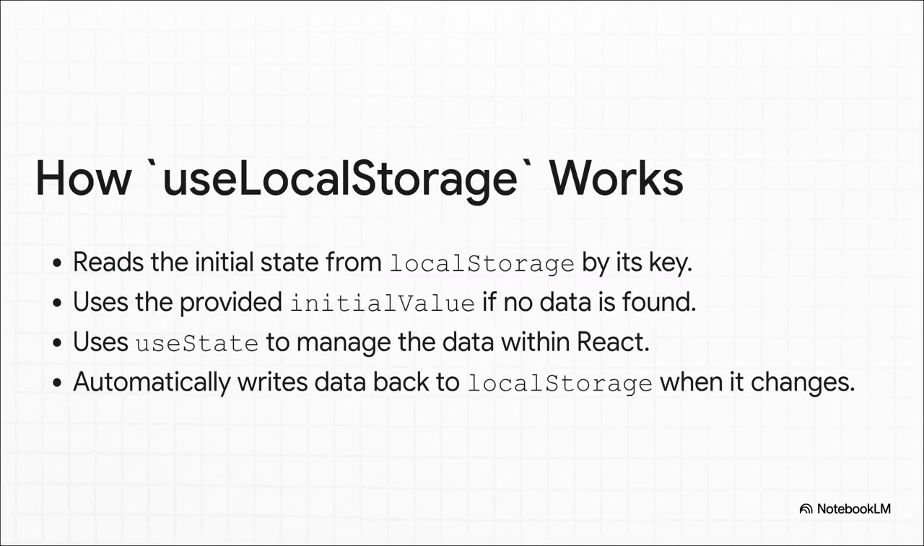Okay, so how does this hook actually work its magic? Well, under the hood, it's pretty clever. First, it peeks into local storage to see if there's any data with the key you gave it. If it comes up empty, no problem. It just uses the default value you provided. Then, it hands that data over to React's own useState hook. But here's the really cool part. It uses a useEffect hook that's always watching. The second that state changes, useEffect swoops in and writes the new version right back to local storage. It creates this perfect automatic sync between our app and the browser.